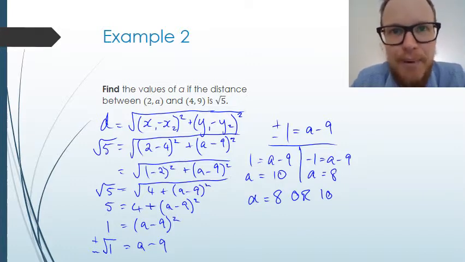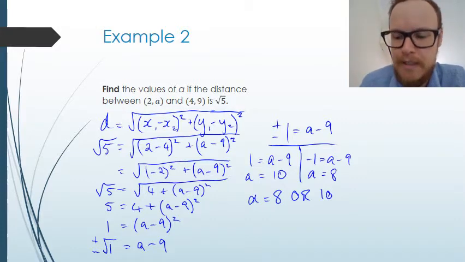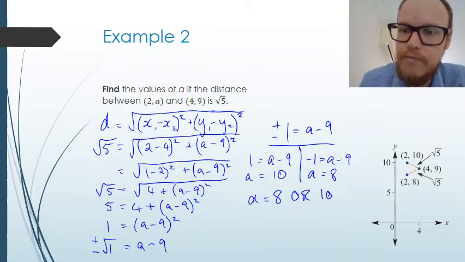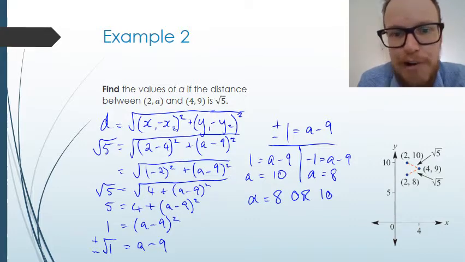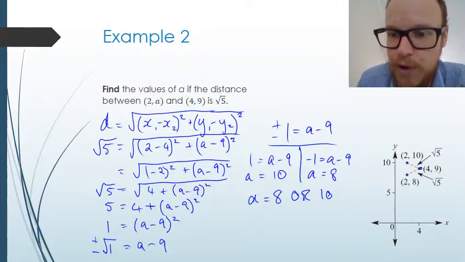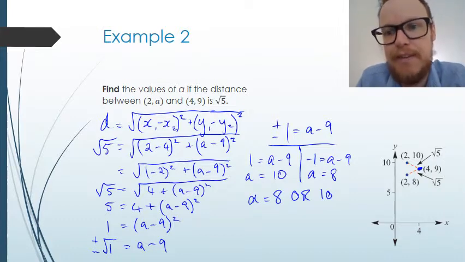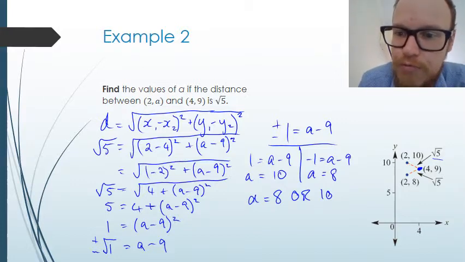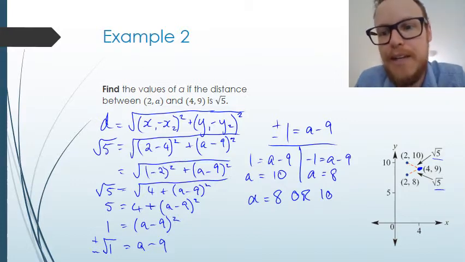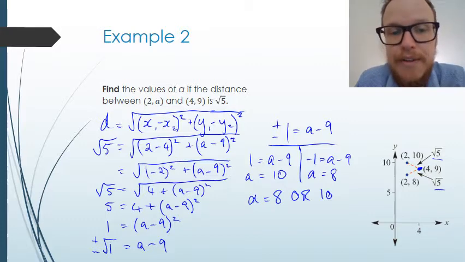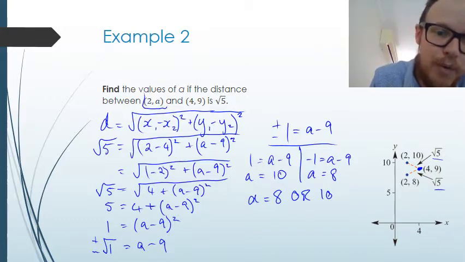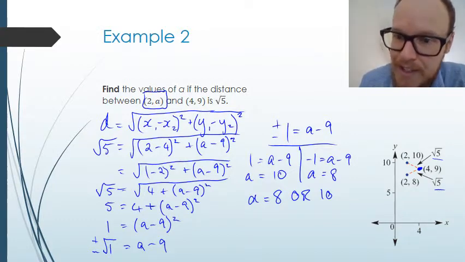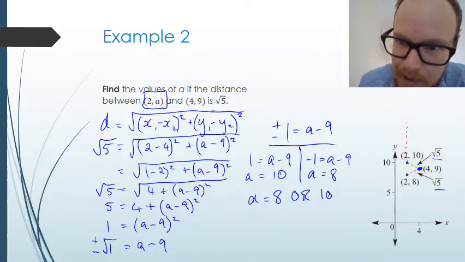Now how is this possible, do you think? Well, have a look at the graph here of our values. We know (4, 9) is one point on our graph. We know the distance is root 5 between our two points. We also know that of our first point, the x-coordinate is 2. So the x-coordinate has to be somewhere along here.